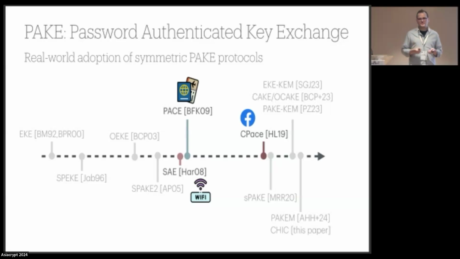Throughout these years, we've also seen some real-world adoption of PAKE protocols. Most notably, we have PAKE protocols in electronic passports nowadays, in every electronic passport. We have PAKE protocols in Wi-Fi WPA3, and we even have industry adopting PAKE protocols as well. There are many more examples. Here I'm only focusing on the symmetric PAKEs, but if we go for asymmetric PAKE, there are many more examples of real-world adoption.